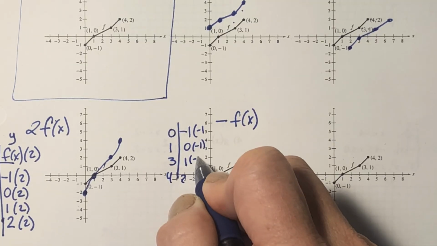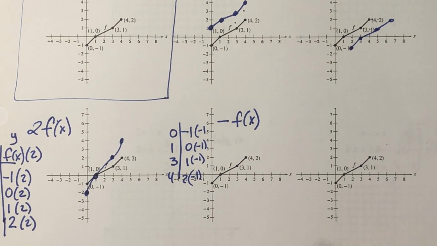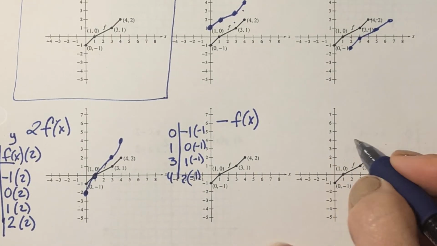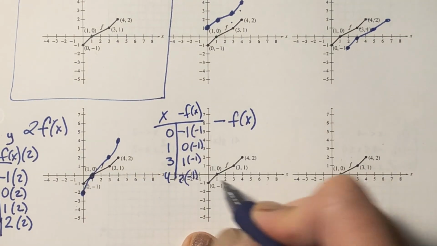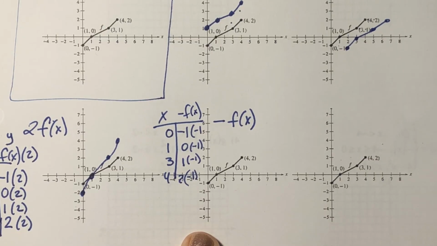I probably should not have written right here on the graph. Ugh, silly me. Well, good thing I have another one right next to it, right? I can use this one. So this is x, and this is the opposite of f of x, okay? So I'm going to take each point and I'm going to reflect it over the axis. So I'm going to take the opposite.